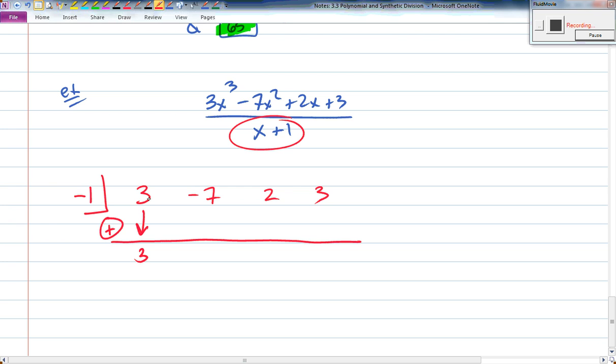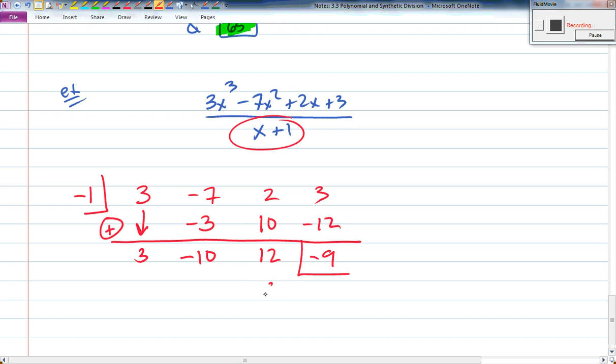So 3 times negative 1, negative 3. Add them up: negative 10. Multiply 10 and negative 1: negative 10. Add them up: 12. Good. 12 times negative 1, negative 12. Add them up: negative 9. Okay, so what is my remainder? My remainder is negative 9.